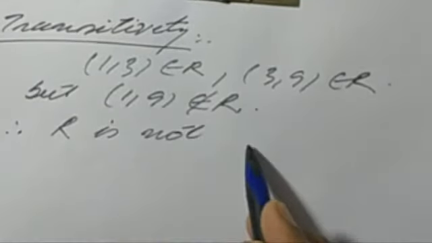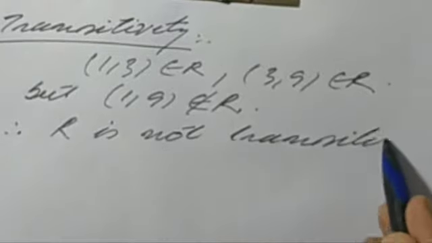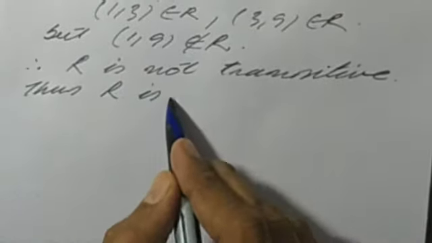So R is not transitive. Thus we may conclude that R is neither reflexive nor symmetric nor transitive.